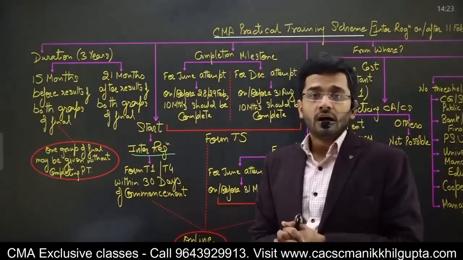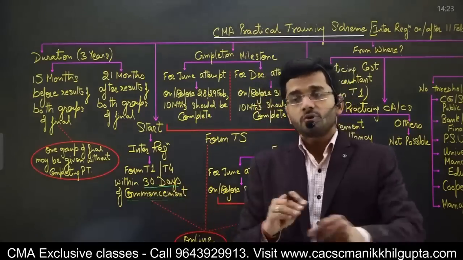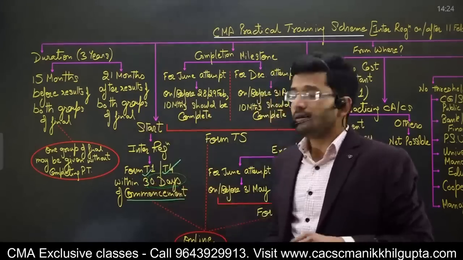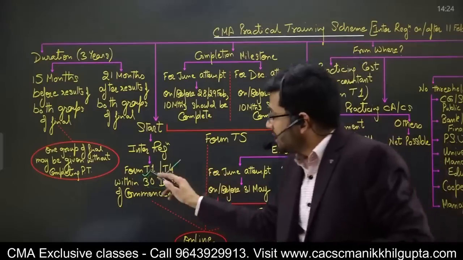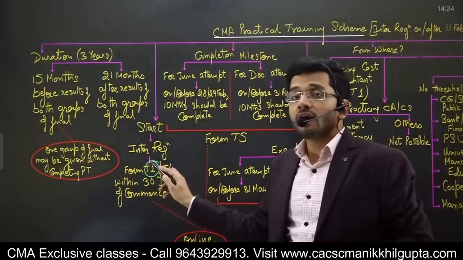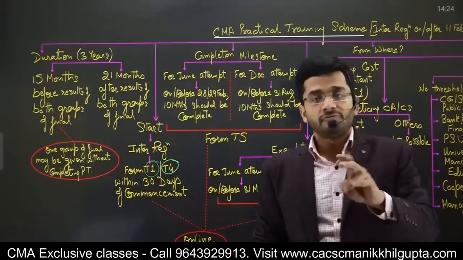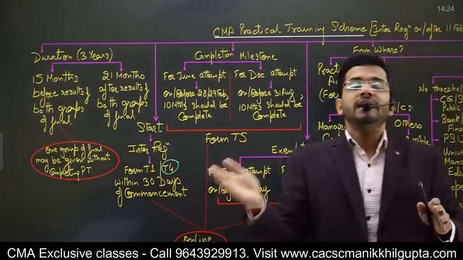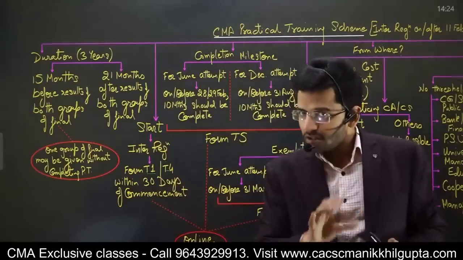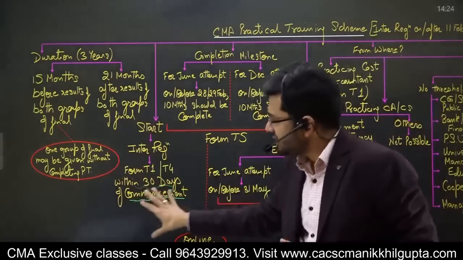If you plan to simultaneously pursue your articleship training, practical training, then within 30 days of commencement of your training, suppose you plan to join a CMA firm, you need to file form T1 or T4. This is an option given to two kinds of articleships. T1 is when you are doing your articleship from a CMA firm. T4 is when you are doing your articleship from any other organization apart from a CMA firm. These are the two forms which you need to fill as soon as you start your articleship, within 30 days of commencement of your articleship. That is how the starting of the articleship should happen.